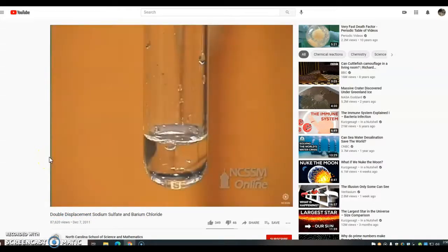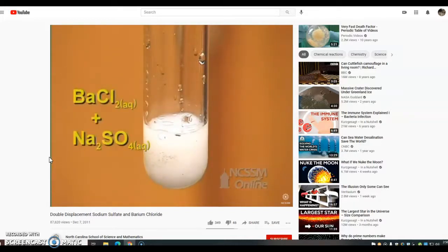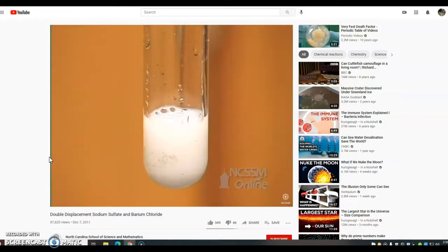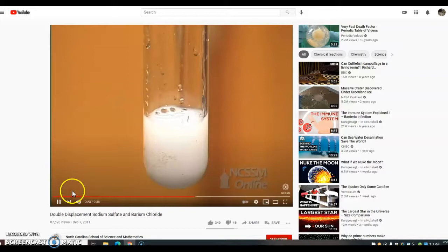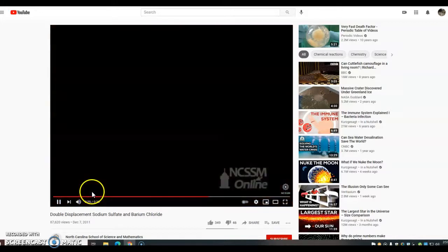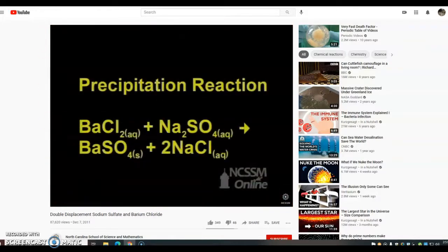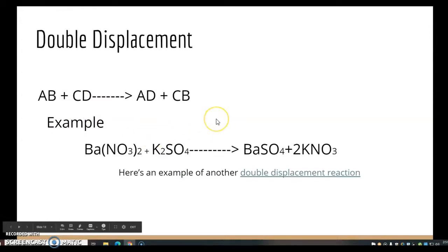In the double displacement reaction of barium chloride and sodium sulfate, we start out with a colorless solution of sodium sulfate. When we add barium chloride to it, we get the rapid formation of a white precipitate of barium sulfate. So that's just a different example of a double displacement.